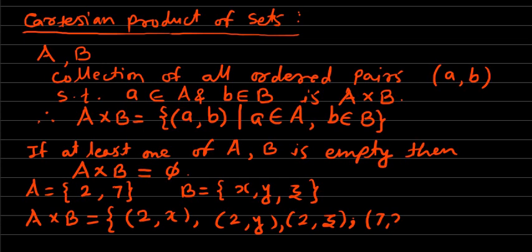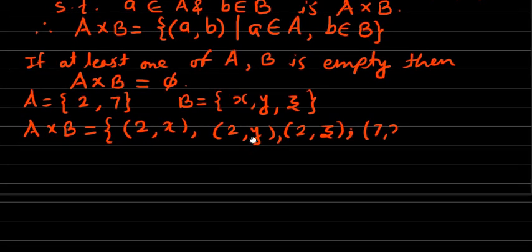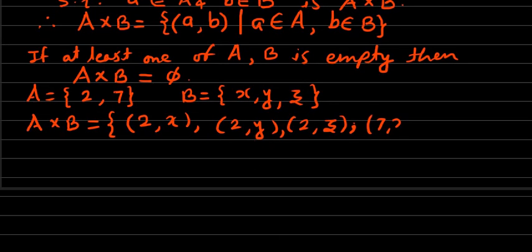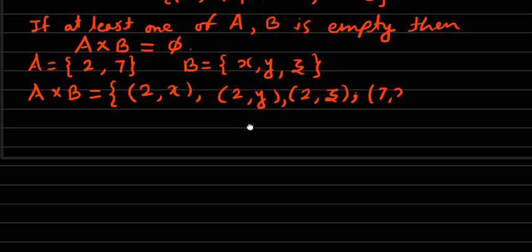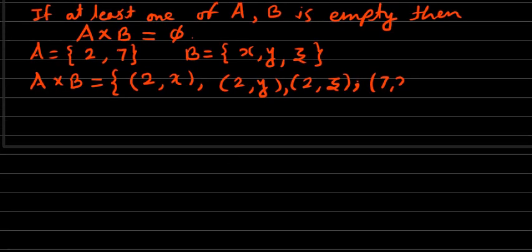These will be the members of this Cartesian product A cross B. So 7, X, 7, Y, 7, Z. Like such, we have the Cartesian product of sets A and B.